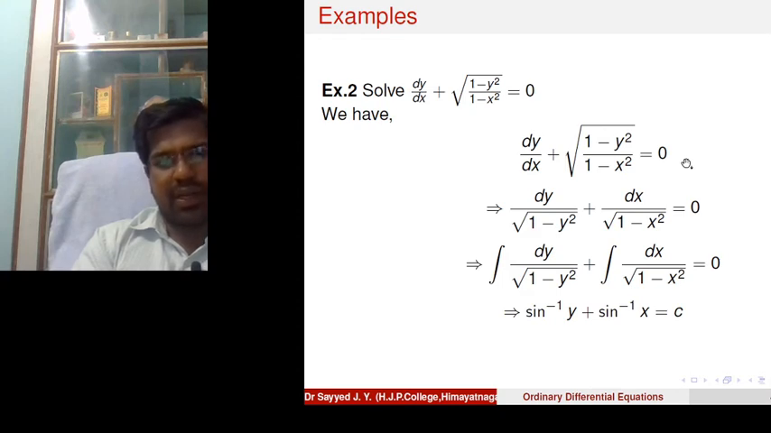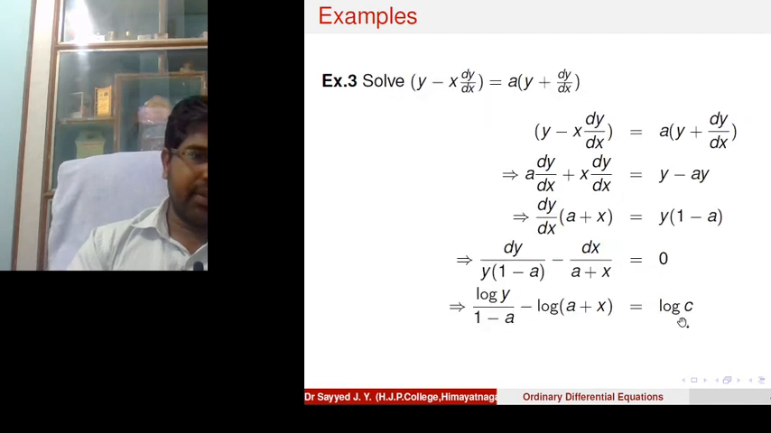So this will be the minus sign, transform LHS and RHS. So what you will get, dy is equal to 1 minus y square plus, and directly integrating this you will get the solution. What is integration of 1 upon 1 minus y square? It is sine inverse of y plus sine inverse of x is equal to constant of integration.